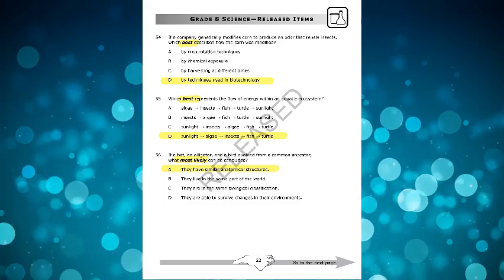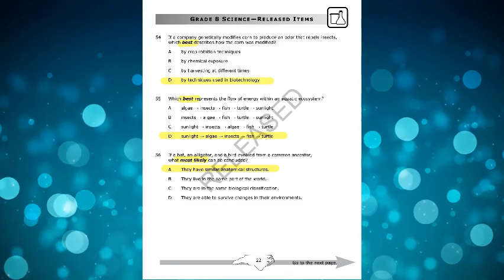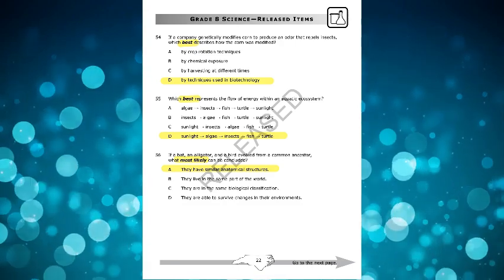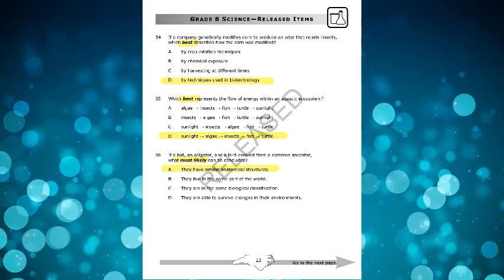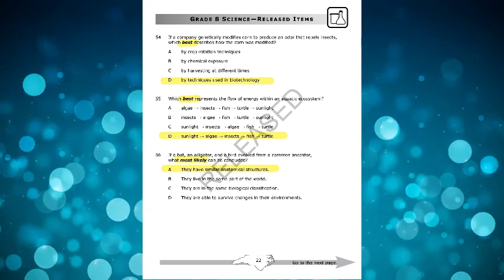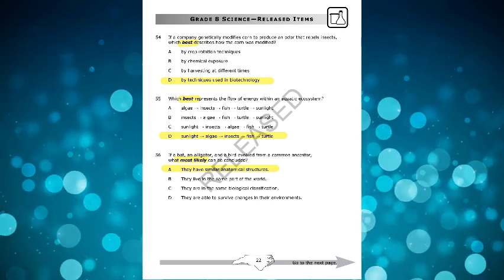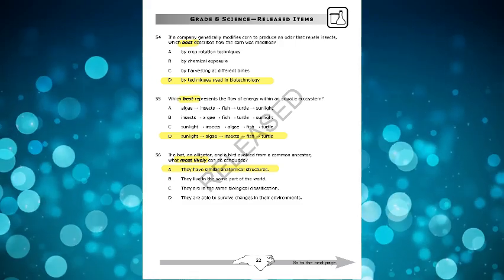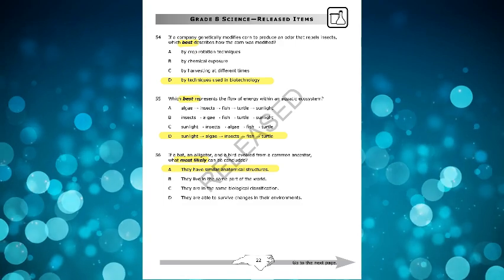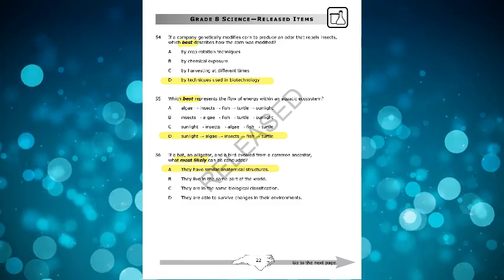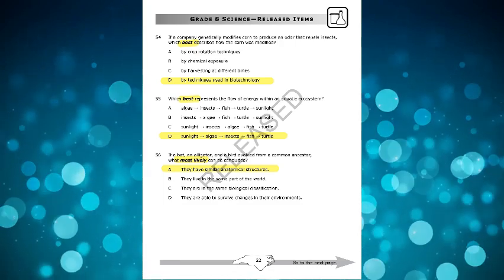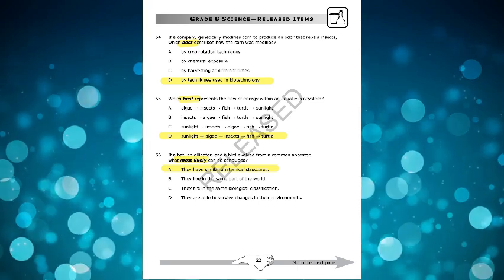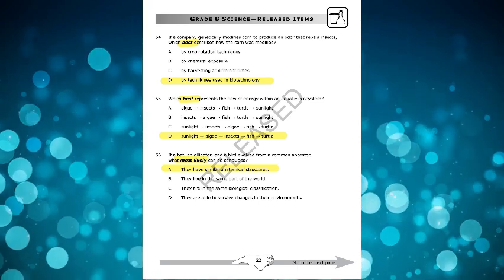55, which best represents the flow of energy within an aquatic ecosystem. And so remember, we always want to start with an energy source being the sun, which is the primary energy source for pretty much all ecosystems. And then we want to start with a producer there. And if we're talking about aquatic ecosystems, the producers are typically algae. So we would need sunlight and we would need algae. So that automatically eliminates everything except D. So we need sunlight, algae, insects, fish, and then turtles. So D is the only one possible.